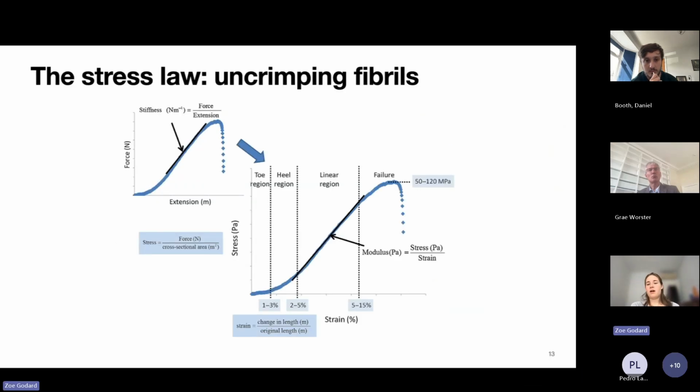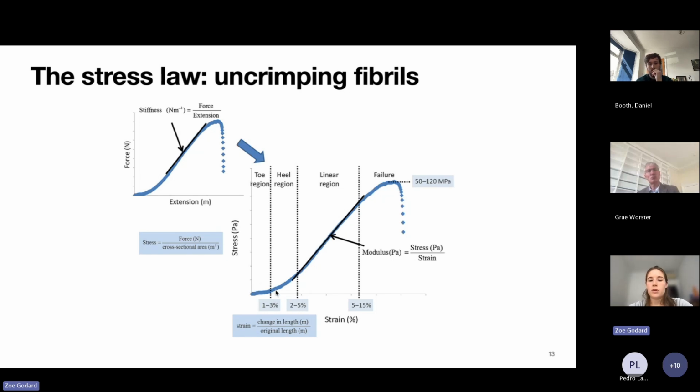Okay, and now for the last part of my talk, I wanted to talk a little bit about what I'm thinking about at the moment, which is changing the stress law in this model to better capture the tendon mechanics. So I showed you this curve at the beginning of the stress strain law in a tendon. You have this nonlinear relationship, and in particular, you have this toe heel region.